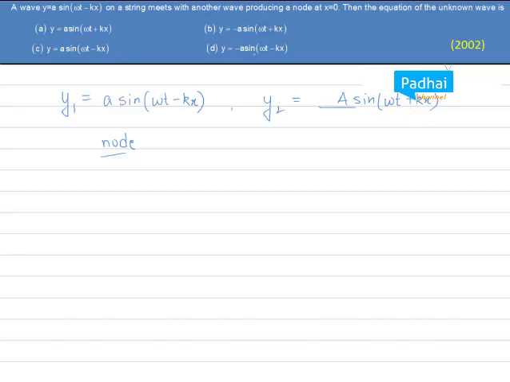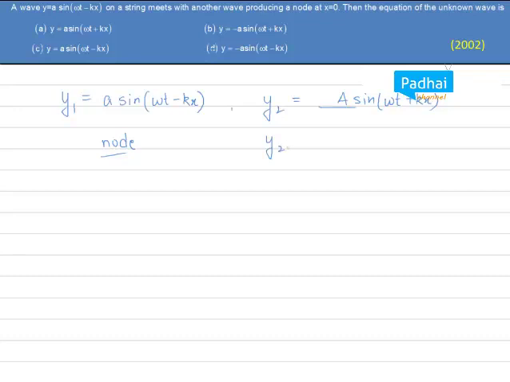That means we can eliminate option D and option C. Now we have to choose between option A and B. What is the difference? We see over here it is plus A and it is minus A. For that, let us assume that option A is correct.